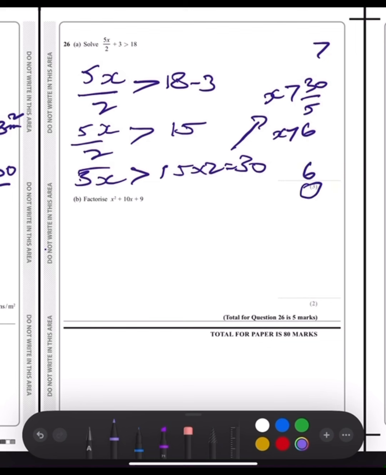So we simply did this method of 5x over 2, 18 minus 3. We did the method of finding out x, and we basically got an answer of x is greater than 6.